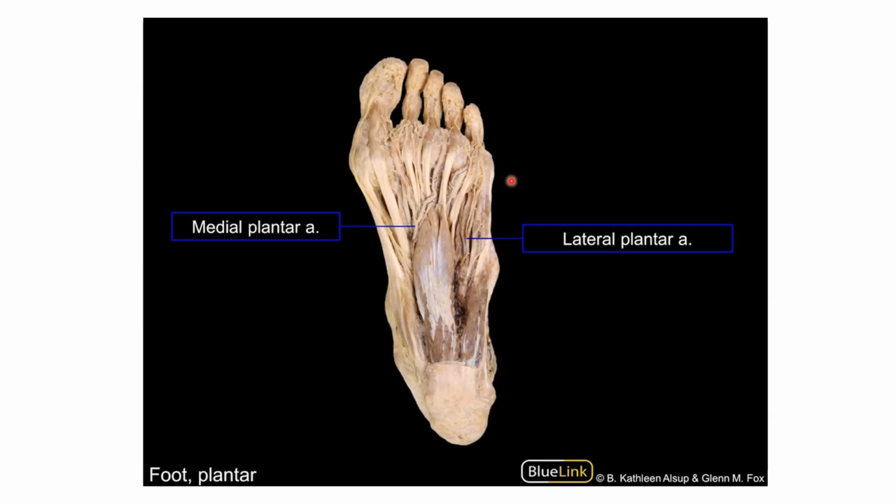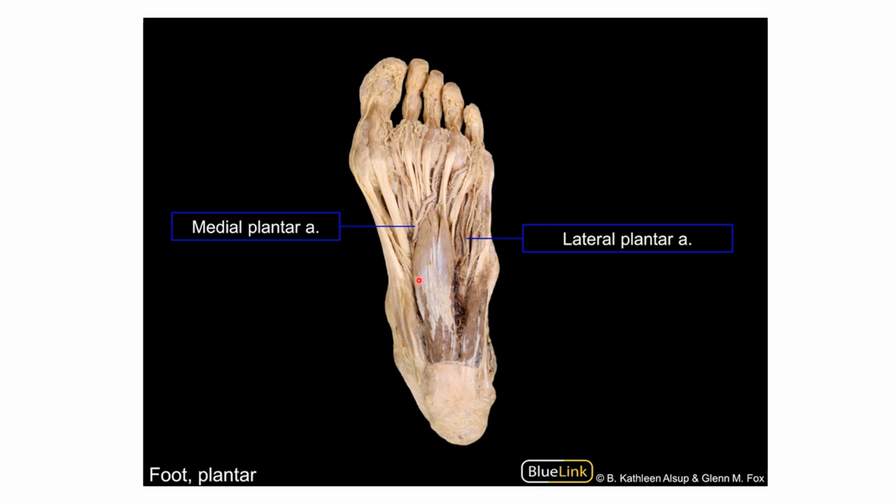Removing the plantar aponeurosis, you can see the flexor digitorum brevis muscle. You can see it connecting here to the tendons, which will go to digits 2 through 5. On either side of that, you can see the medial plantar artery. This comes from the posterior tibial artery, which passes posterior to the medial malleolus and then goes to the sole of the foot.